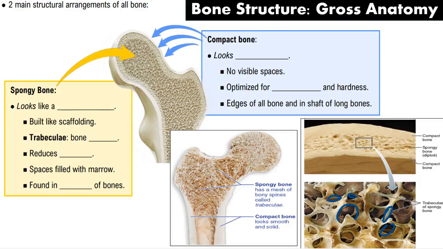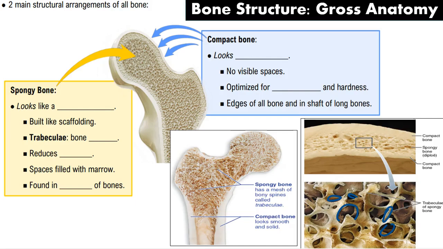Hello, folks, and welcome to the last piece of the bones and skeletal tissue puzzle. And that is going to be all about bone structure. There are going to be three different sections of bone structure. First is going to be gross anatomy, which is what we're going to start off with. It's all about things you can see with the naked eye.